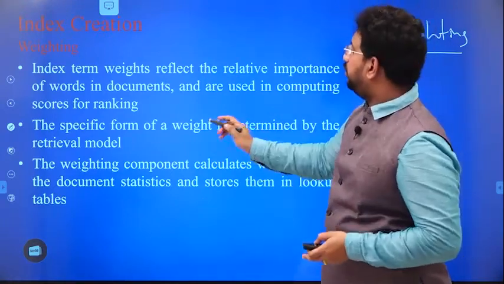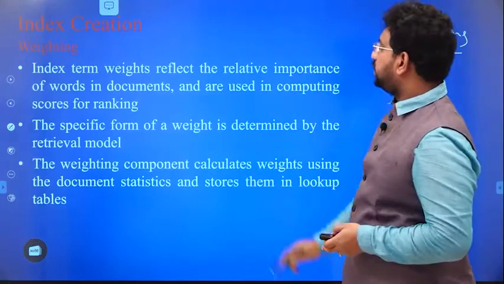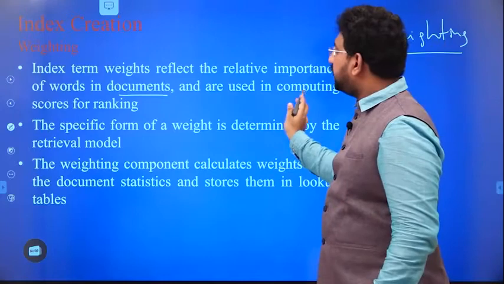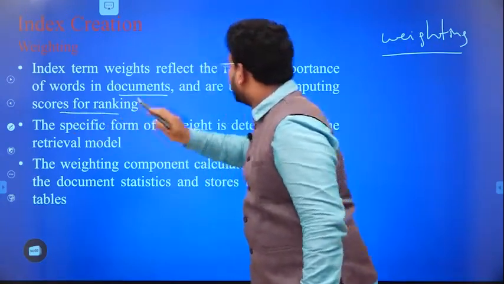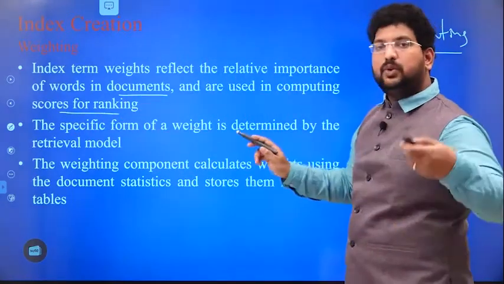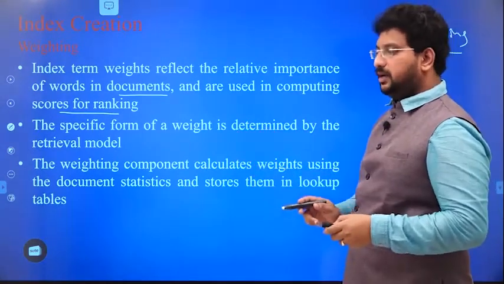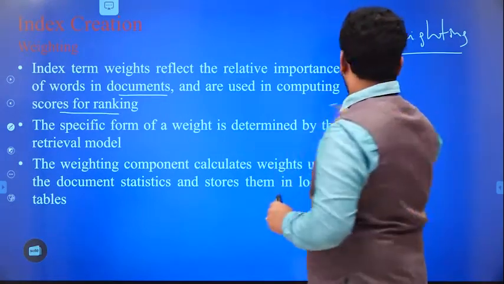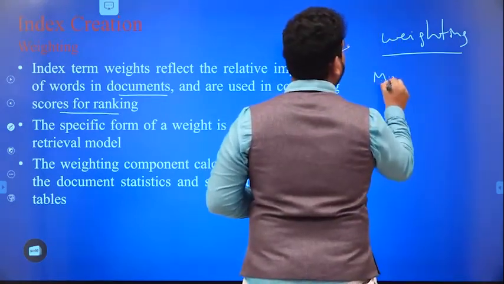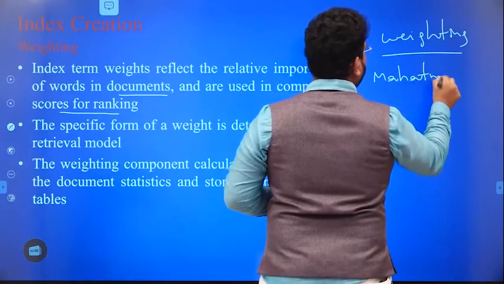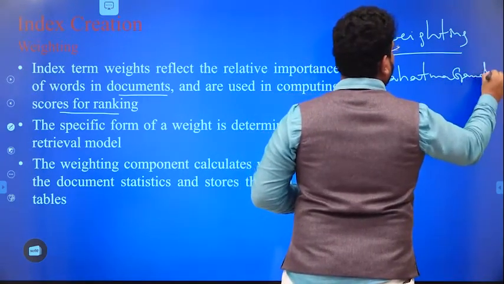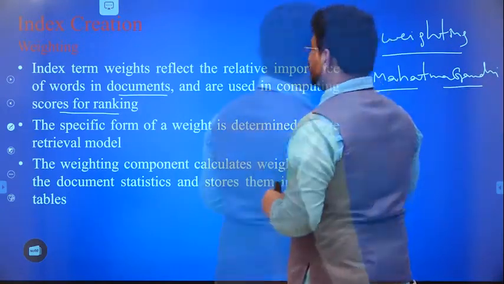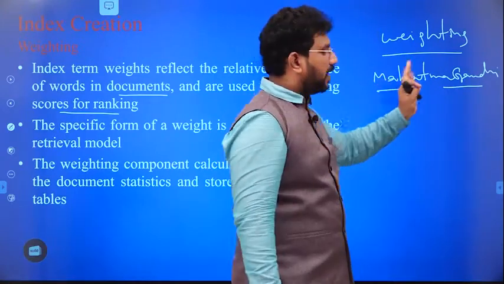Index term weights reflect the relative importance of the words in the documents, and are used in the computation of scores for the ranking. Here, for example, you will have a query. You have entered Mahatma Gandhi, one particular web search query. So you want to find out about Mahatma Gandhi.